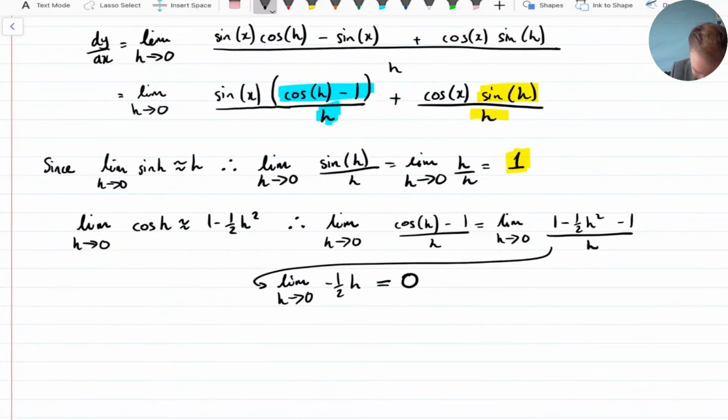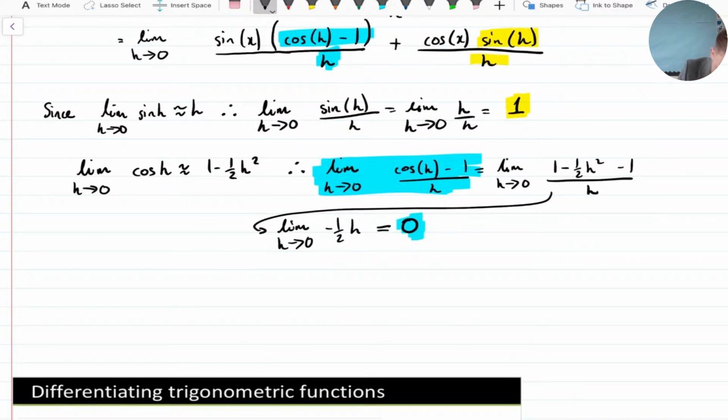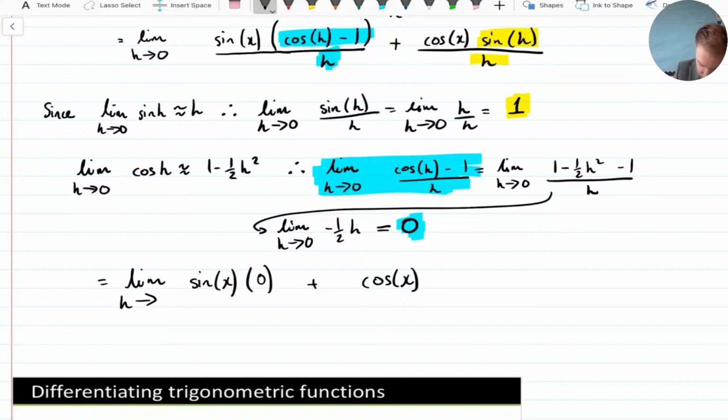So out of all of that, we know that the blue part here, let me just highlight this. This blue part here is equal to 0. We know that the yellow part there is equal to 1. So we're just finishing up now. So we can say that this is the limit of h tending towards 0 is equal to sine of x times by, from small angle approximation, 0, plus cos of x, and from small angle approximation, we know that's times by 1, which is the yellow part.